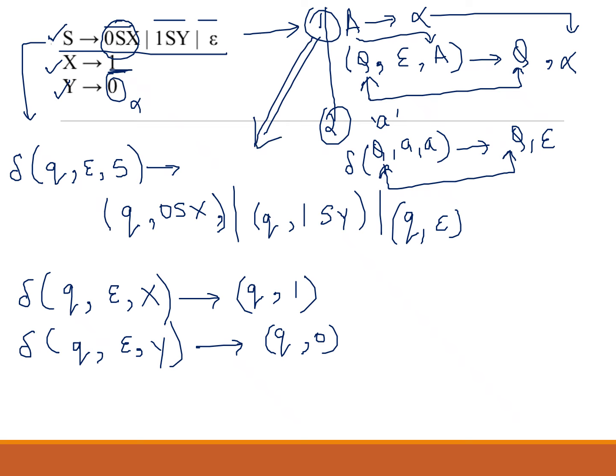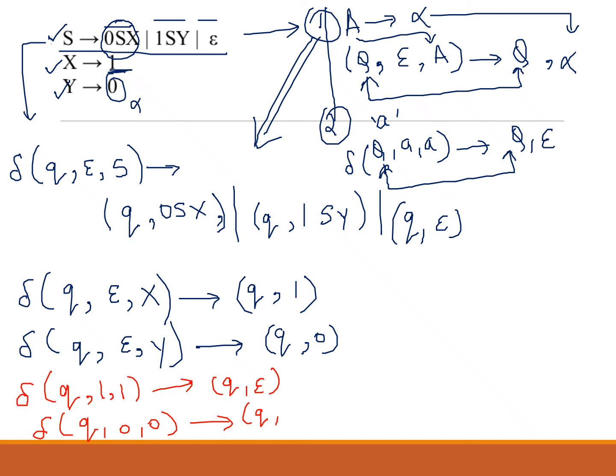Now let us see for the terminals. We have 2 terminals here, 1 and 0. So for 1 we'll write Q11, that gives Q comma epsilon. Similarly for 0, we will write Q00, that gives Q comma epsilon. So these are the final transitions and this is the PDA that will be generated.